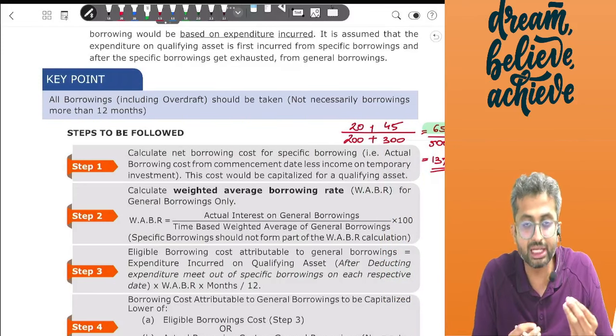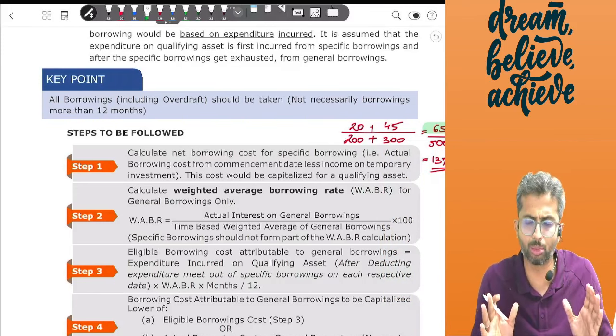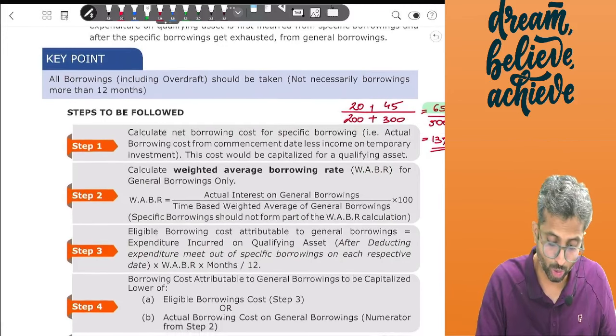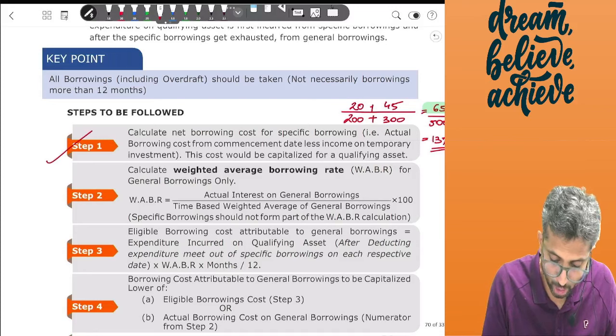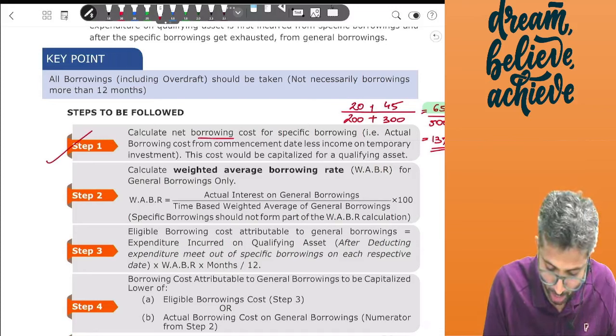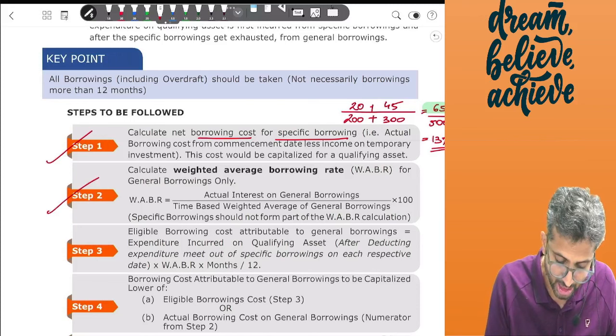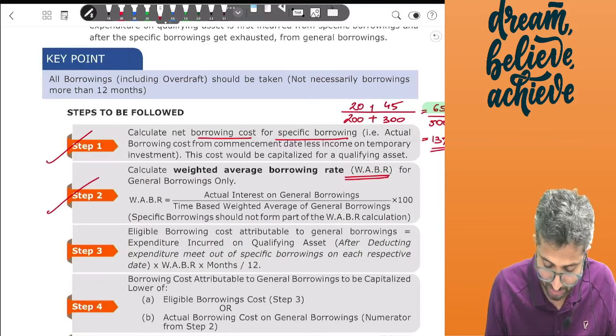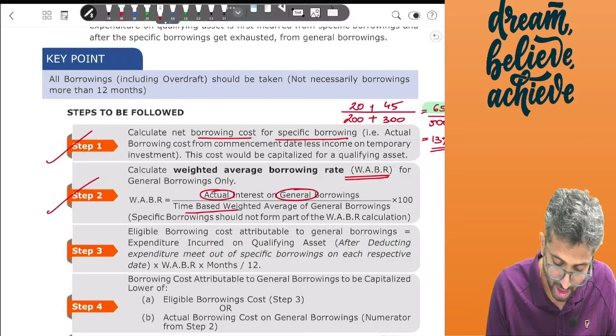So you will compare the eligible borrowing cost to be capitalized with the actual borrowing cost, select whichever is lower, and that is the borrowing cost to be capitalized. So over here, first I will look at borrowing costs from specific borrowings. Next, you will try to find a weighted average borrowing rate. For the weighted average borrowing rate, you will take actual interest on the general borrowings and time-based weight in the denominator. So this is, in my opinion, important.